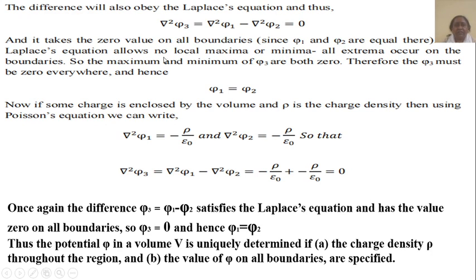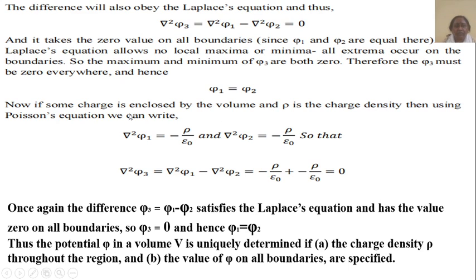But the Laplace equation allows no local maximum or minimum; extrema occur on the boundaries, so the maximum and minimum of psi 3 are both 0. Therefore, psi 3 must be 0 everywhere, and hence psi 1 equal to psi 2.